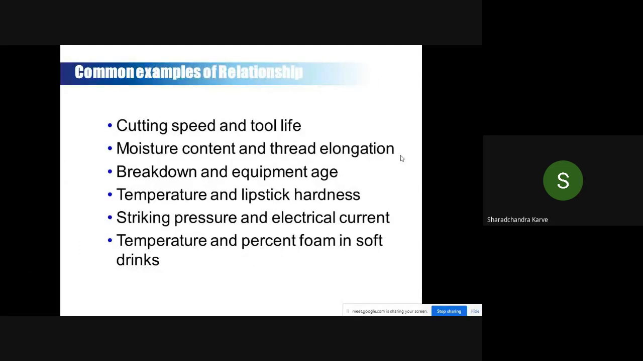Common examples of relationship: cutting speed and tool life, moisture content and thread elongation, breakdowns and equipment age, temperature and lipstick hardness, striking pressure and electrical current, temperature and percentage foam in soft drinks, etc. Okay. Next slide, please.